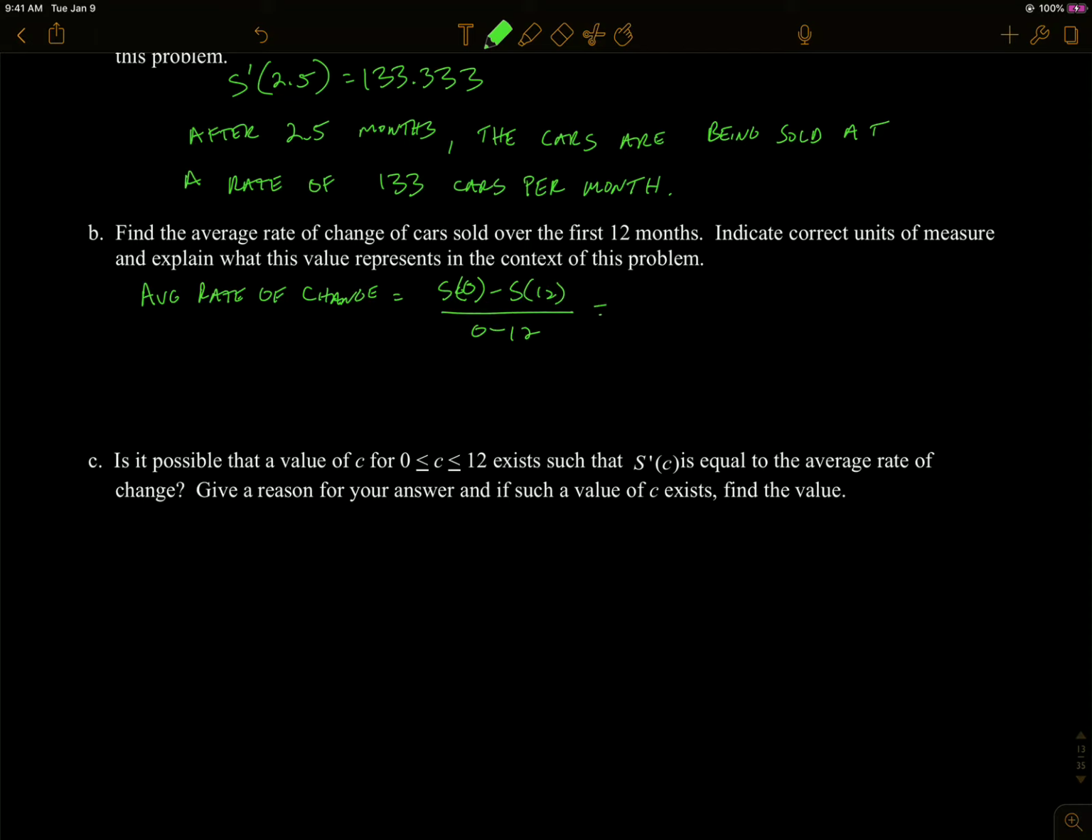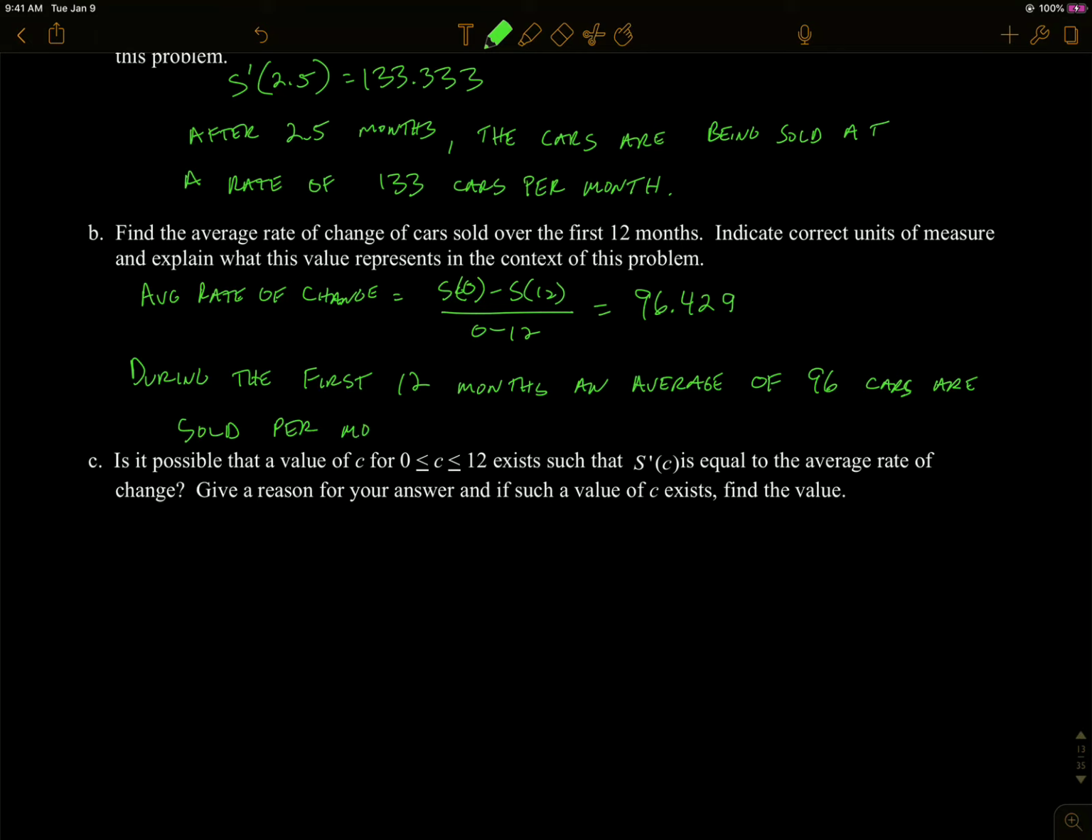That represents over the first 12 months, 96.429. And we're going to say that during the first 12 months, an average of 96 cars are sold per month. Again, I'm not wasting time calculating this number. You can go plug in your calculator, the S of 0, the S of 12, do all the work out.